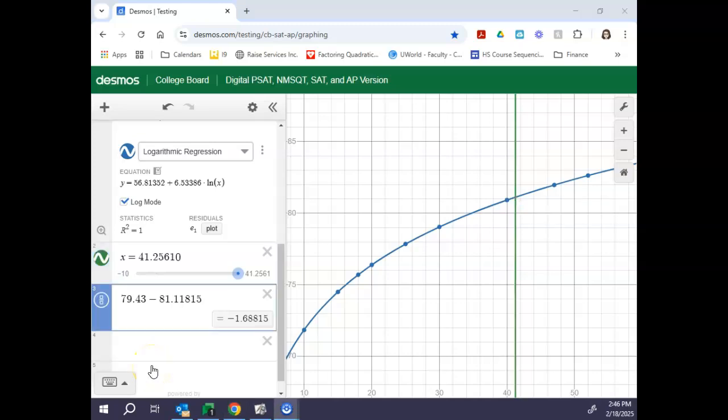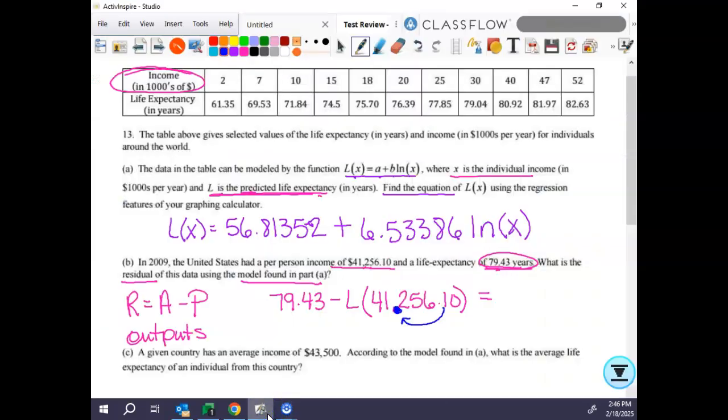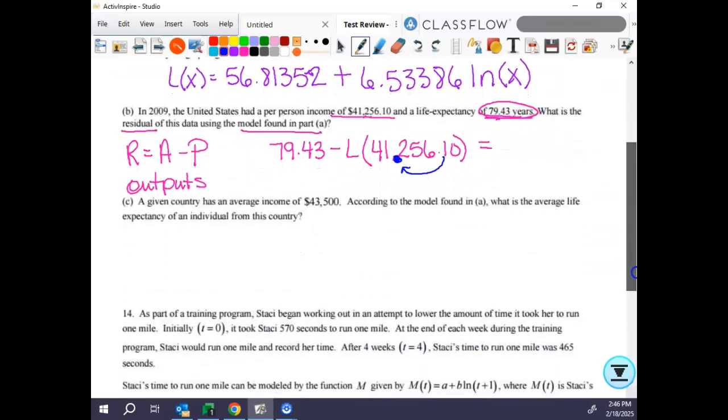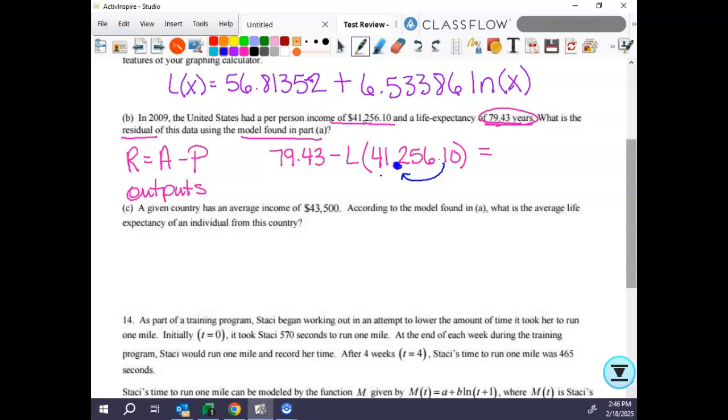Now that 81 number that I used in my calculator, again, we typed in a decimal, not best practice, but what we had to do here. I don't have to write the 81 number. Like L of this is a perfectly fine way to show that. Then my answer is negative 1.68815. That is my residual. Okay.